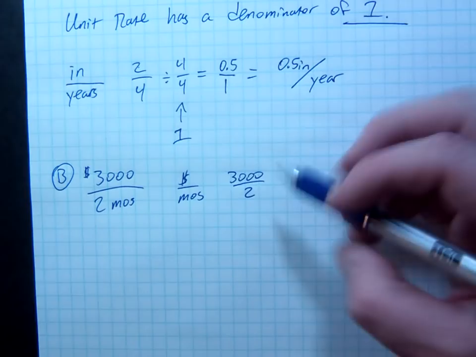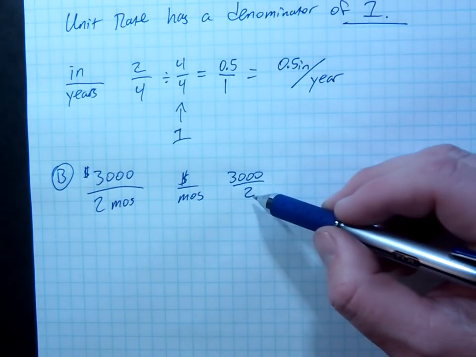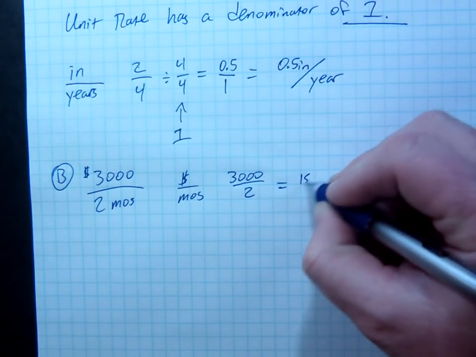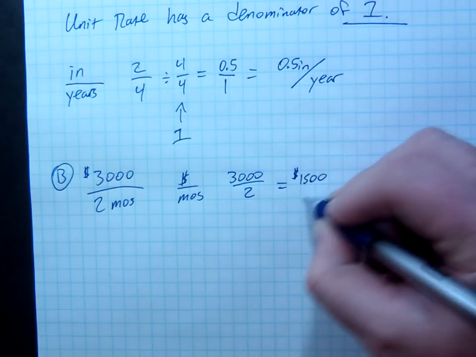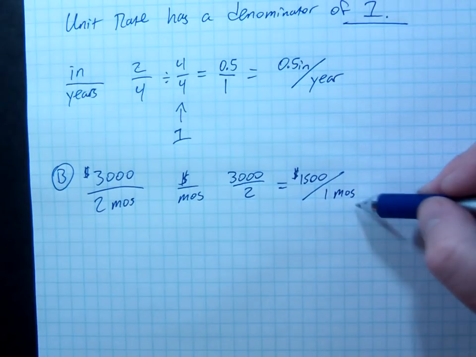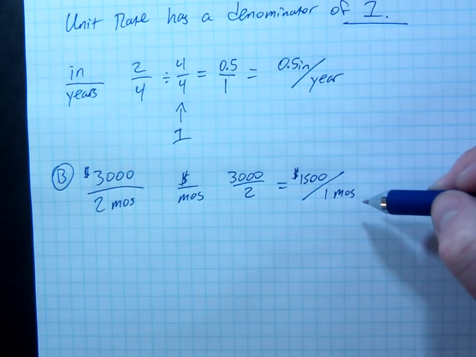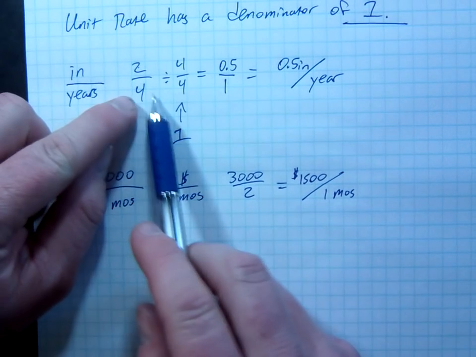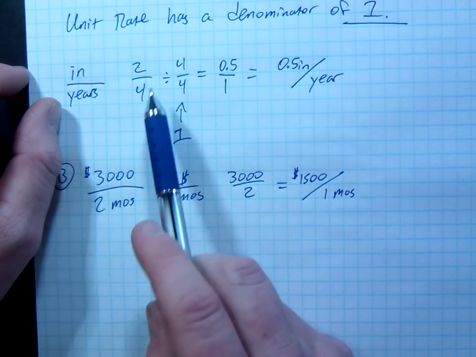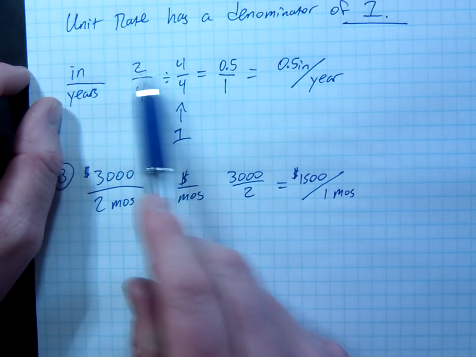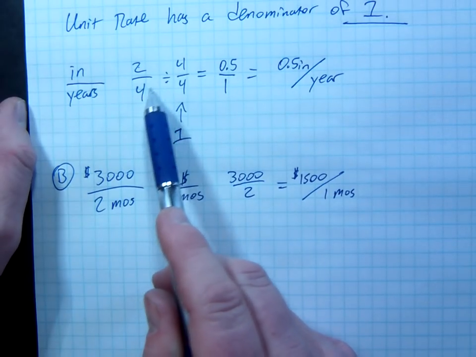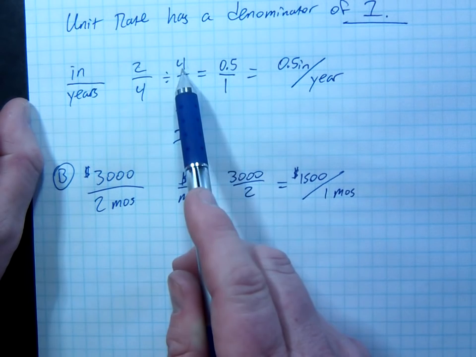The shortcut is basically take your numerator, divide it by the denominator, and put it over 1. So 3,000 over 2 is 1,500. That's $1,500 for every 1 month, or $1,500 per month. Notice that up here, since the denominator is divided by itself, it's always going to be 1. So really the only thing we have to worry about is the numerator divided by, and where does this number come from? Well, it's whatever the denominator was. So you just take the numerator divided by denominator, that's your unit rate.